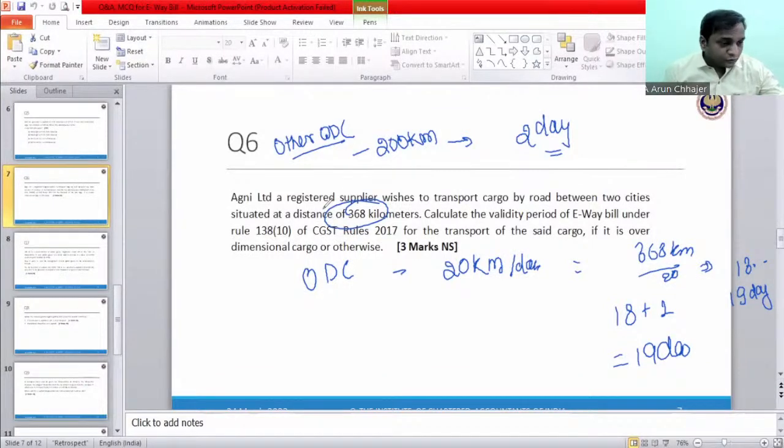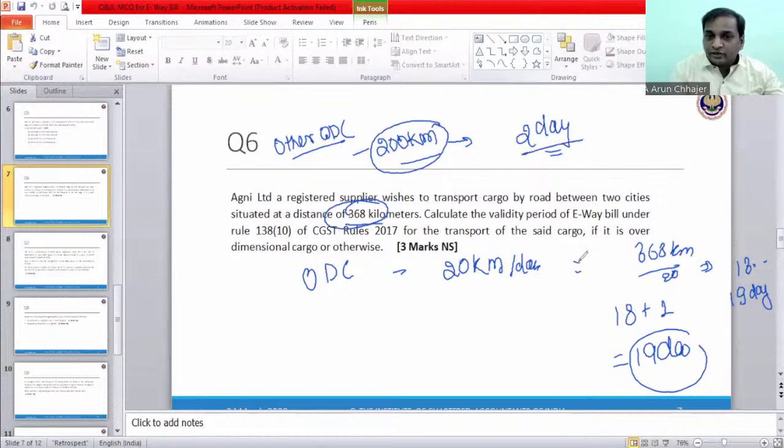Yes, Harsh Goyal, absolutely correct. You have correctly calculated 19 days. And Chaitanya, absolutely correct, 200 per day, so therefore it is 2 days. Sunil Dubey, it required 19 days. Absolutely. Vedant, ODC 18 days. If not ODC, then every 200 km 24 hours. Vedant, there is no concept of 24 hours. Every 200 km it is 1 day. Because it is 368, it will be 2 days. I hope you got the point.